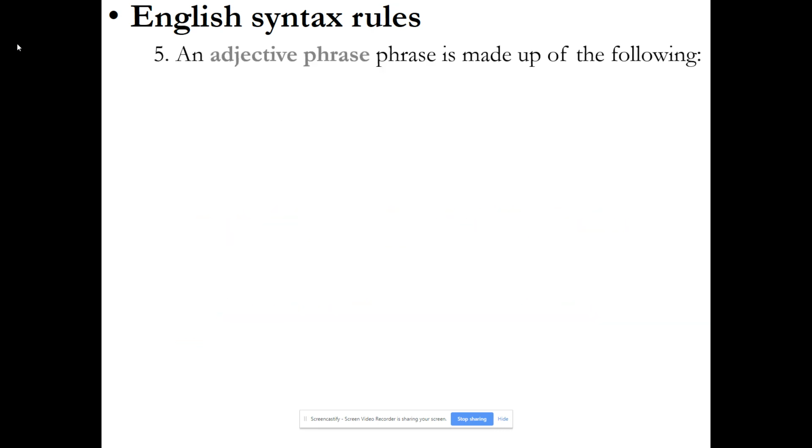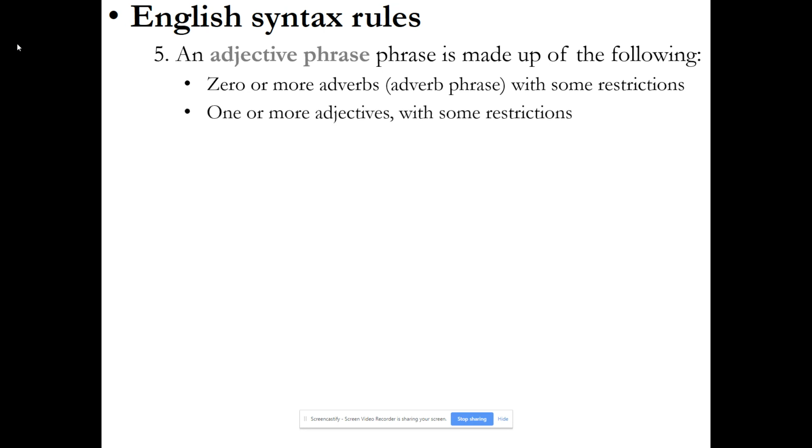Okay, and I just talked to you about adverb phrase. So an adjective phrase is made up of zero or more adverbs, right? Remember, that's an adverb phrase. With some restrictions, right? There are some rules, some ways that you can't actually put those together, or there are some places where you can't start an adjective phrase with adverbs. And then after that, an adjective phrase contains one or more adjectives, again with some restrictions. There are some places where you can't have more than one.